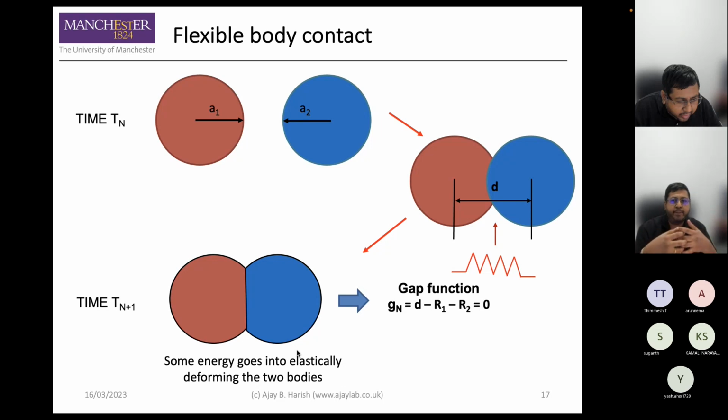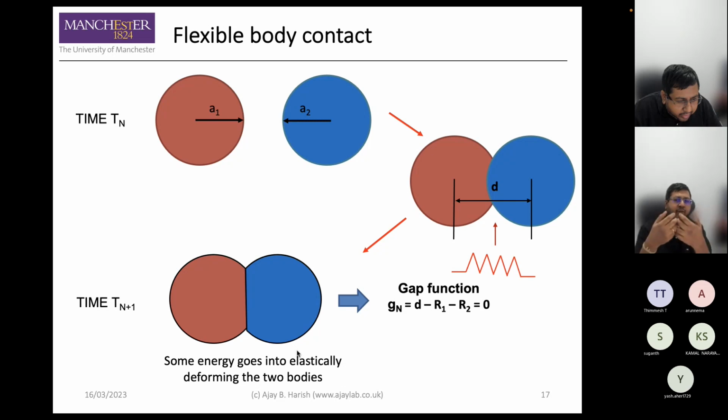So we assume that, for example, the simplest thing that's used is a gap function. If you're looking at a rigid body, this is very easy to do, because if you have two spherical bodies, then their radii are constant. And you can easily say that the distance should be greater than the sum of the two radii.